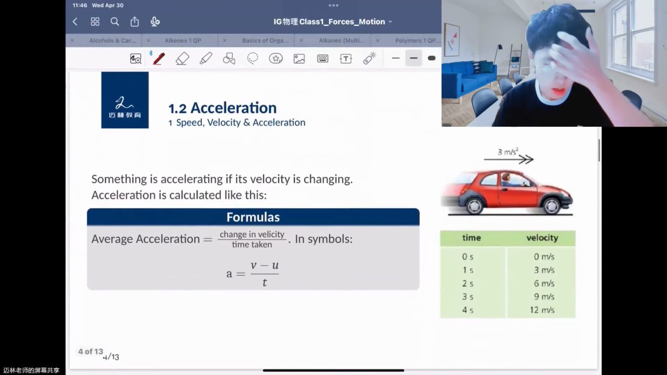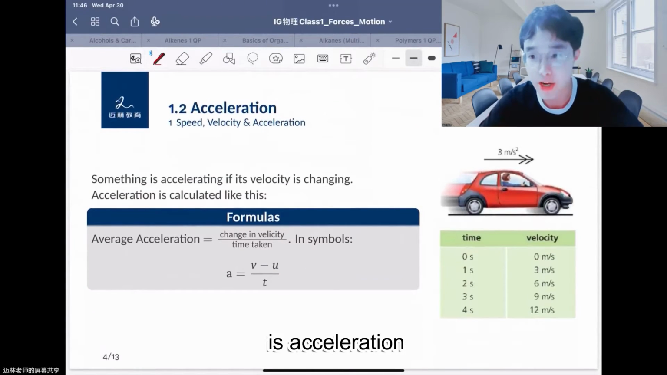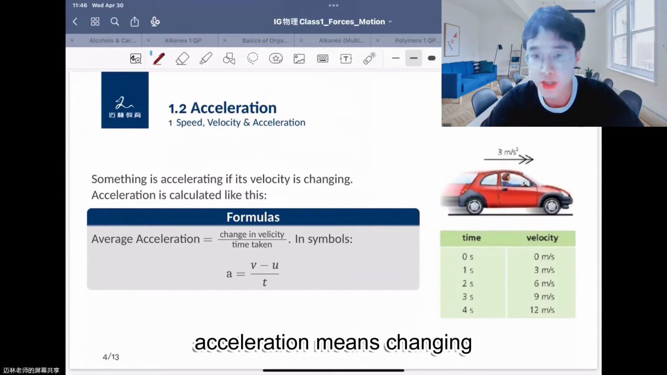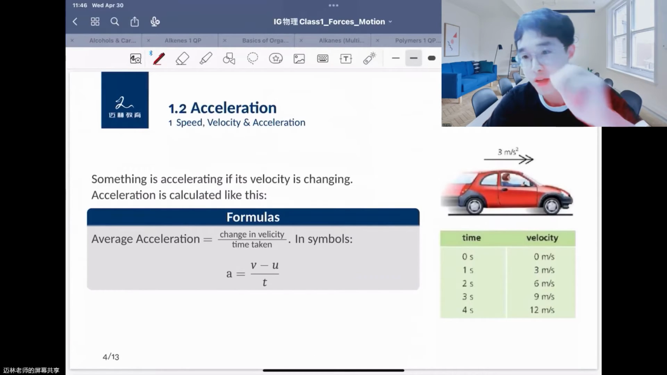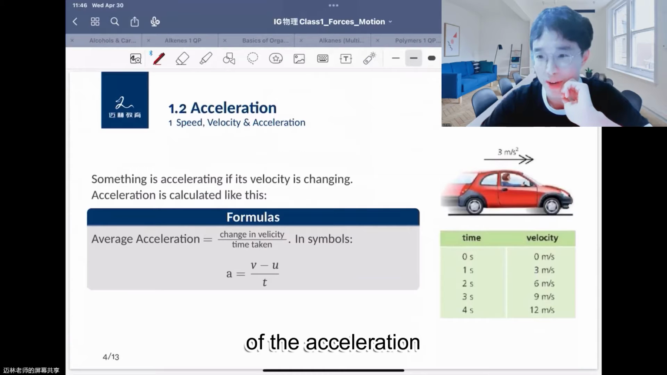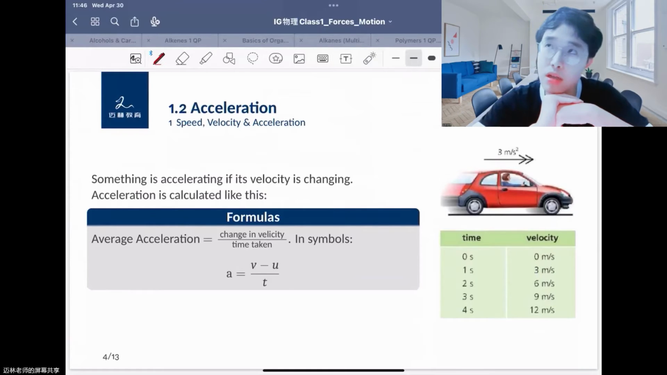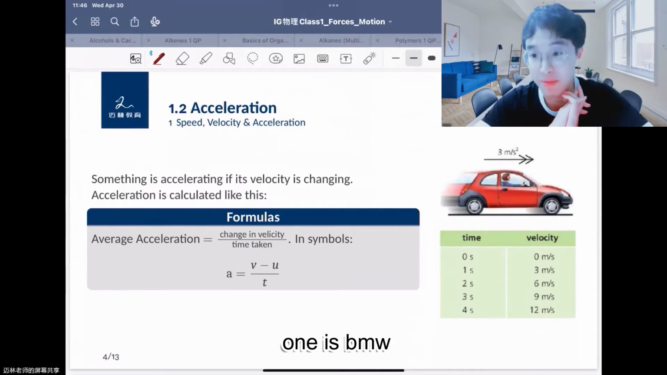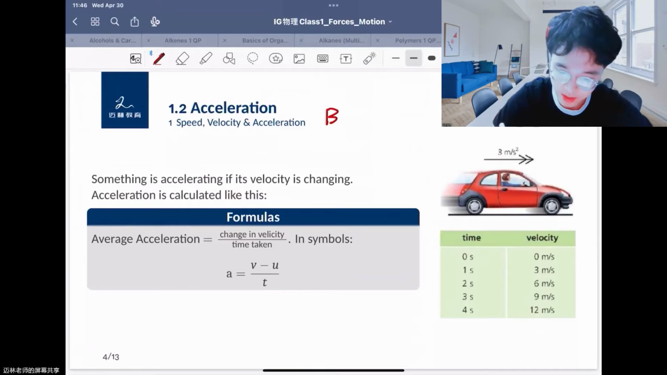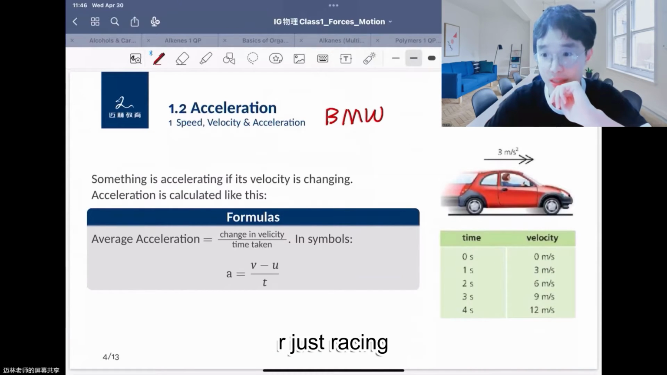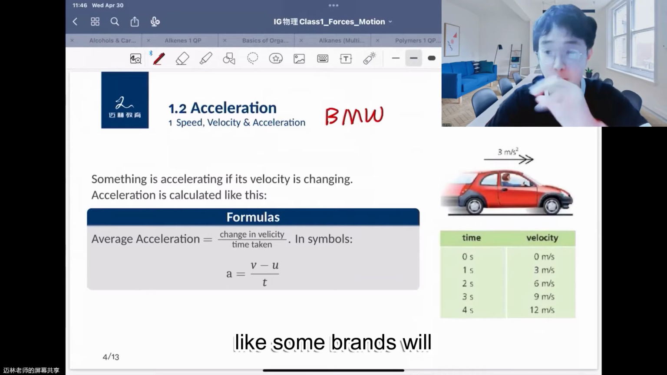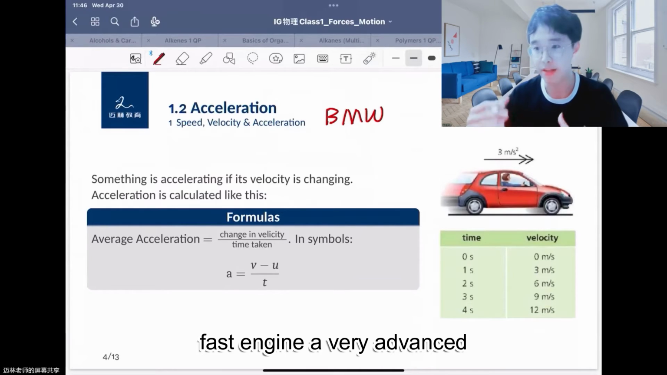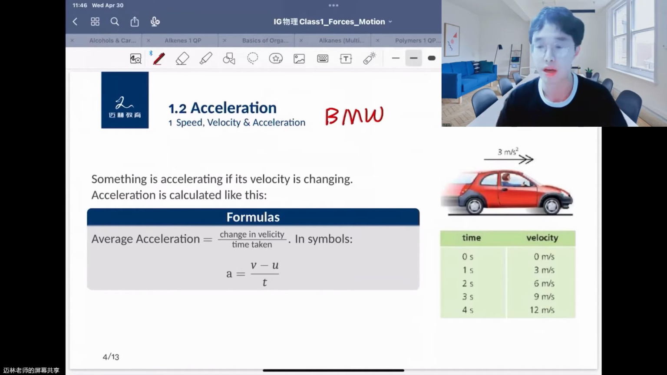Okay. So the second part is acceleration. What is acceleration? As you can see here, acceleration means change in velocity over time taken. So I'll give you an example of acceleration. Maybe it's very hard for you to understand right now. Acceleration is just like two cars. One is a BMW. Yes, it's a BMW. Maybe here are some cars for racing competition, where some brands give a car a very advanced engine to make it very fast, right?